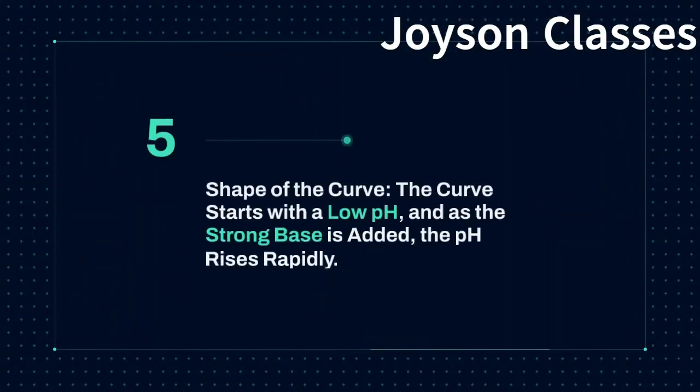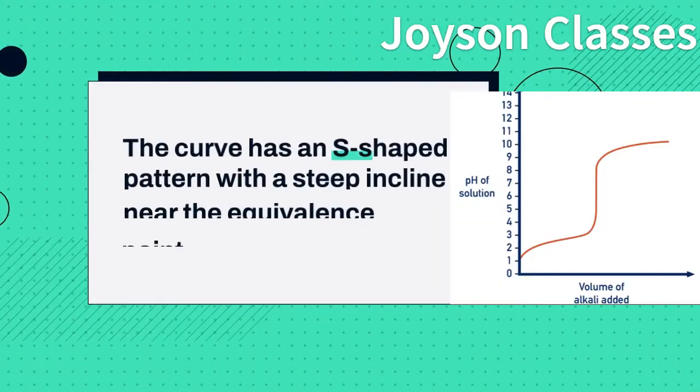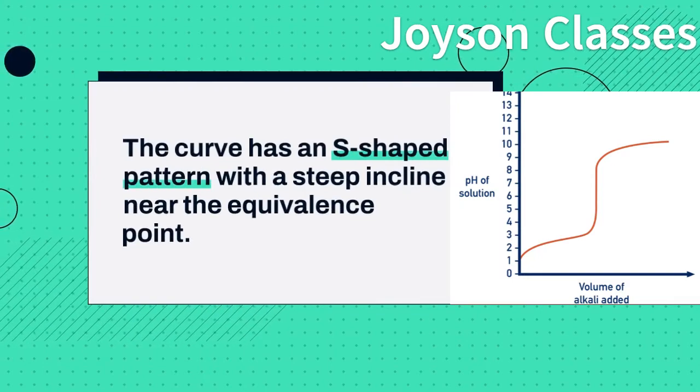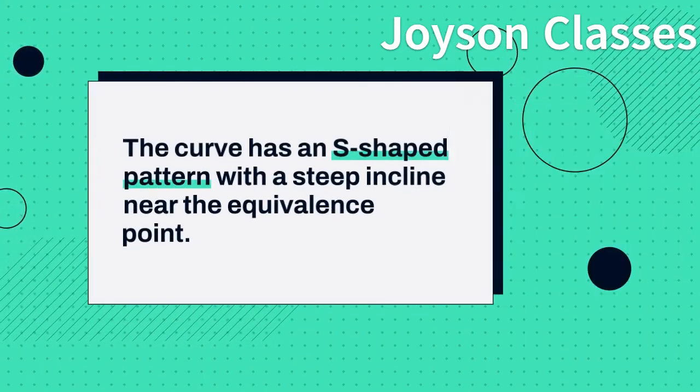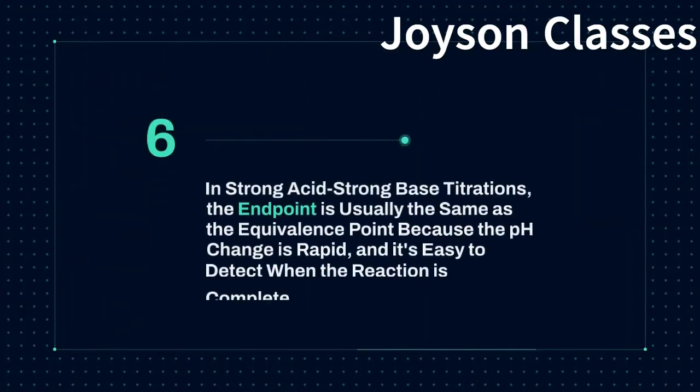Shape of the curve. The curve starts with a low pH, and as the strong base is added, the pH rises rapidly. The curve has an S-shaped pattern with a steep incline near the equivalence point. In strong acid-strong base titrations, the endpoint is usually the same as the equivalence point because the pH change is rapid, and it's easy to detect when the reaction is complete.